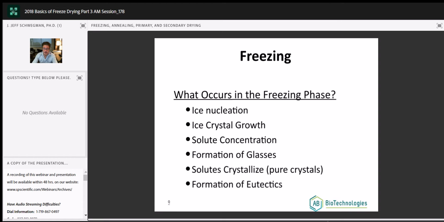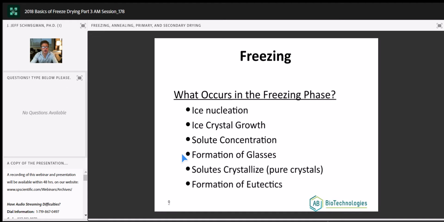As we continue to go down in temperature, the nuclei continue to grow and form crystals, and they do that by pulling the water out of the interstitial space, where we do see that solute concentration that we talked about before. So again, everything is super concentrating in our formulation.